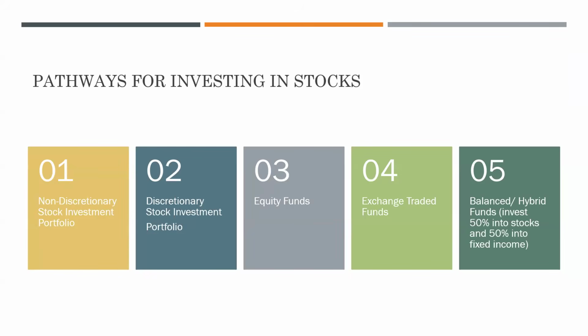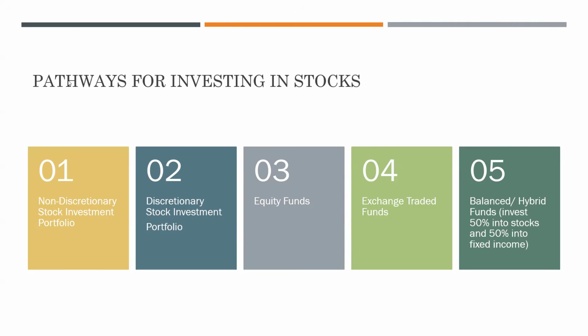So, non-discretionary stock investment portfolio. If you want to start investing into stocks, these are the pathways that you can choose. The first one is non-discretionary, meaning that when you are talking to your broker to open an account for you, you're telling them to just open the account, don't use your discretion for anything. I want to manage the portfolio by myself. That's what is called non-discretionary. The second one is discretionary, where you tell them to open the account and manage it for you.